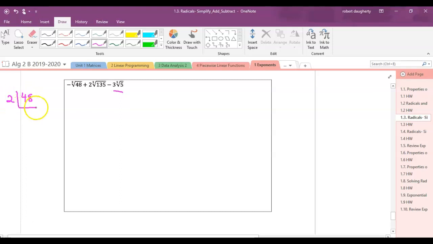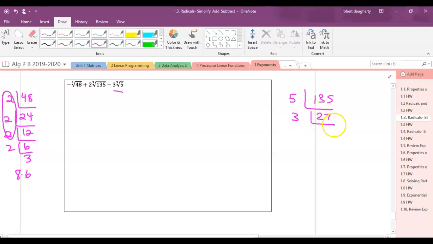48 divides by 2 and you get 24. Divide by 2 and you get 12. Divide by 2, you get 6. Divide by 2 and you get 3. So I can look, this is 8 times 6, which gives me a perfect cube. And if I look at 135, I know I can divide that by 5 and get 27. I can divide by 3 and get 9. Divide by 3 and get 3. So this is 5 times 27, which is a perfect cube.